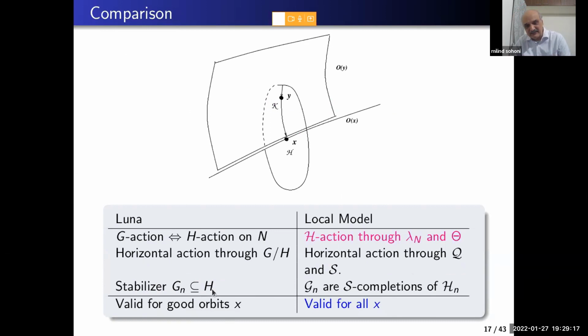Stabilizers are in H, while here the stabilizers are really S completions of a corresponding subspace of H. So this is valid for good orbits, while the local model is valid for everything, except that it is of course a Lie algebraic model. So this finishes the local model.